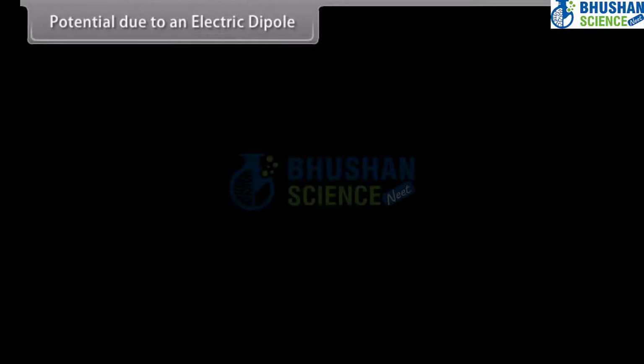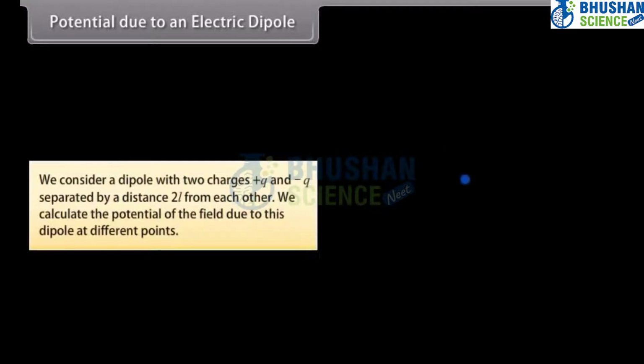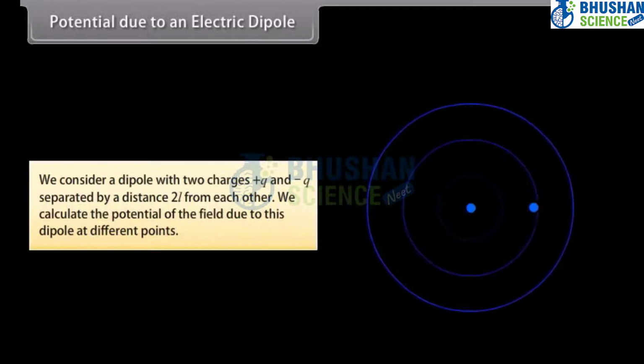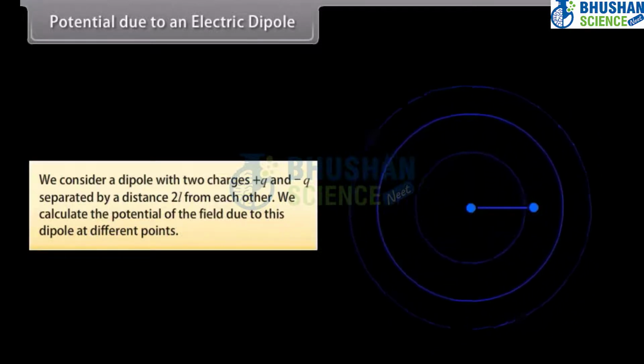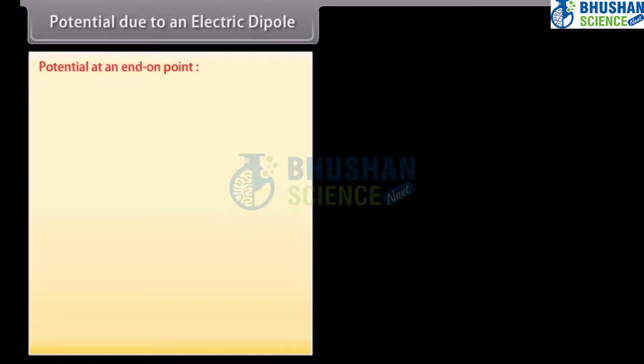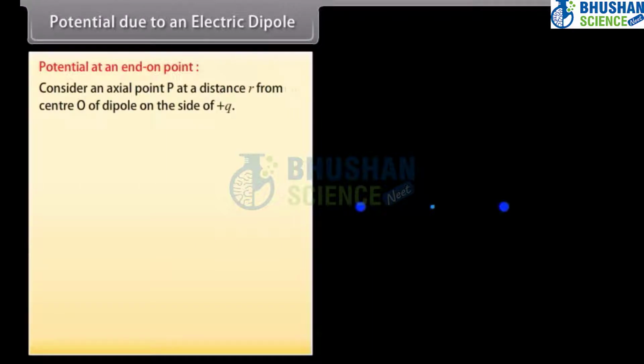Potential due to an electric dipole. We consider a dipole with two charges, plus Q and minus Q, separated by a distance 2L from each other. We calculate the potential of the field due to this dipole at different points. Potential at an end-on point. Consider an axial point P at a distance r from center O of dipole on the side of plus Q. The potential at P due to plus Q is given by V positive equals 1 upon 4 pi epsilon naught multiplied by Q upon r minus l.